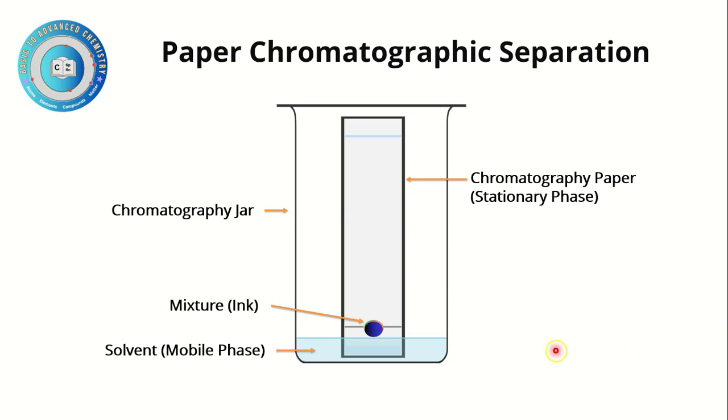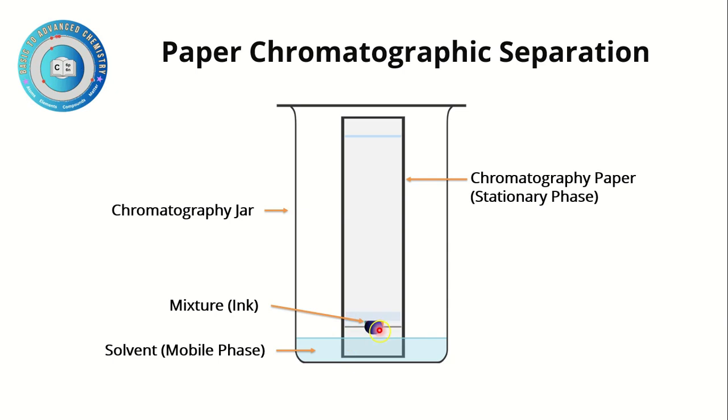To conduct this experiment, we need different materials like a chromatographic jar, this one, and solvents, which means the mobile phase. Chromatographic paper, which is the stationary phase. We need a mixture. In this case, we have ink, which is applied on the chromatographic paper. If we add a small amount of solvent in the chromatographic jar and put the chromatographic paper on which ink is applied, the mobile phase starts moving up.